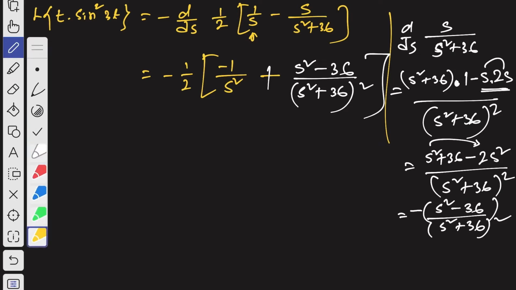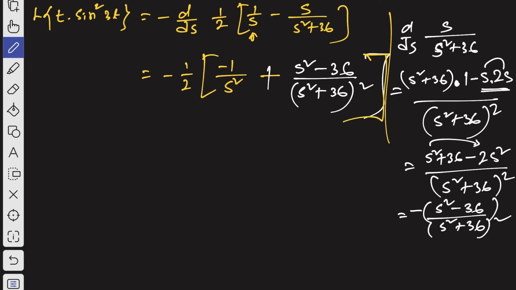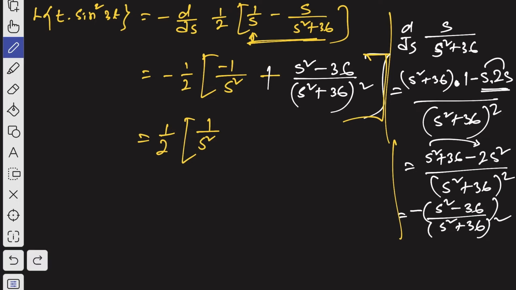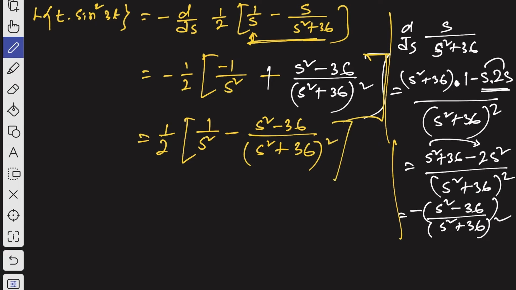So this is what we will get after differentiating this F of s. Now let us multiply this minus with the terms within the bracket. Then what you will get is half, 1 by s square, and this positive sign will again be negative, s square minus 36 by s square plus 36 whole square. So this is our final result.